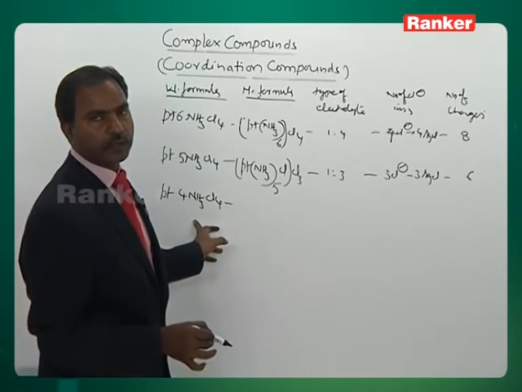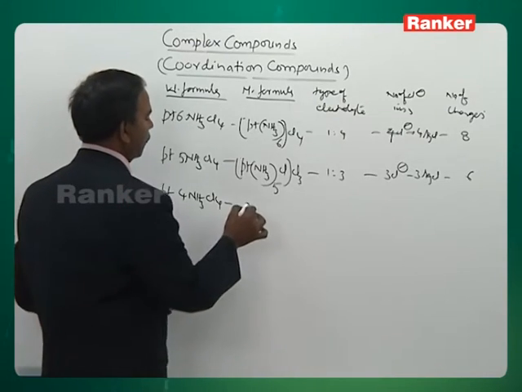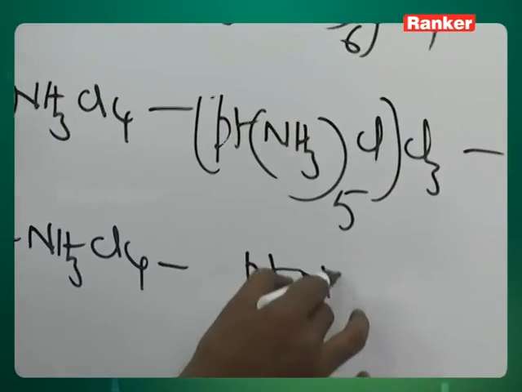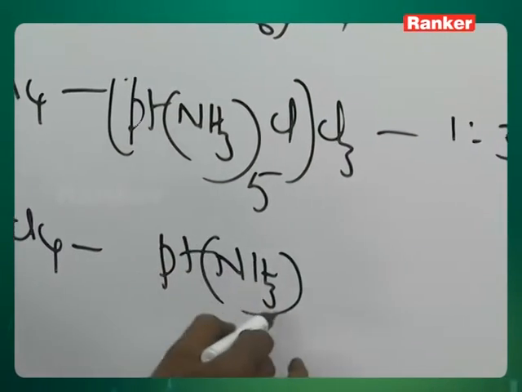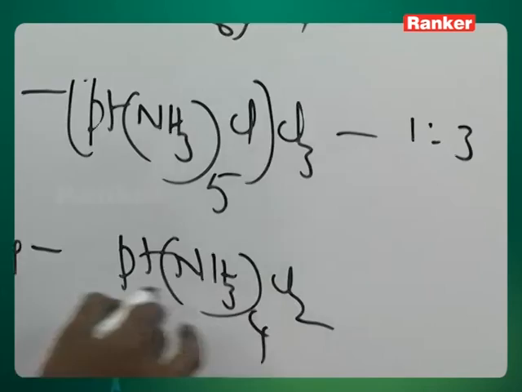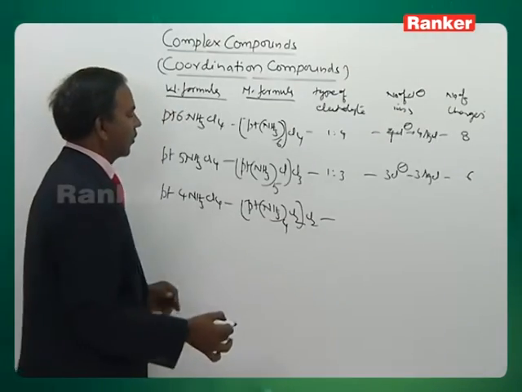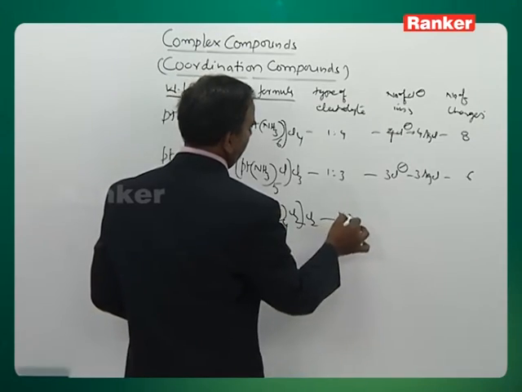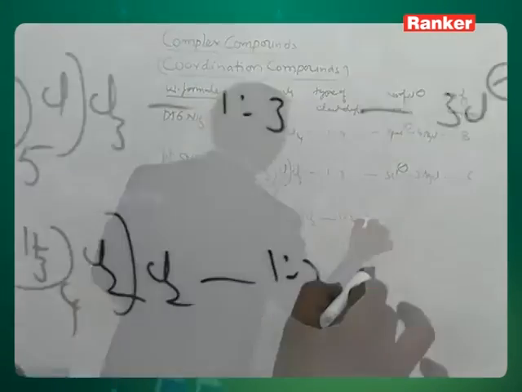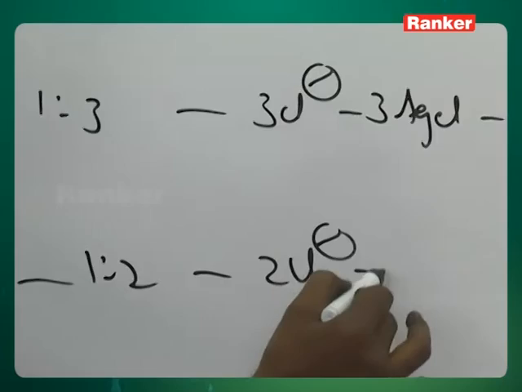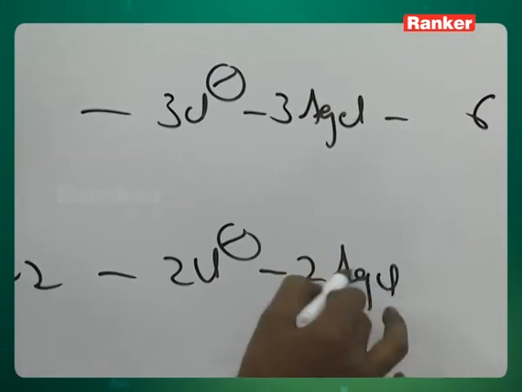Secondary valence should be 6. There are 4 amines, and the 4 amines and 2 chlorides you have to write inside to make it 6. So 4 NH3 and Cl2, and again Cl2 outside. Then it is a 1:2 electrolyte. Yes, it is 1:2. Then the number of chlorides is 2 Cl minus, and 2 AgCl.